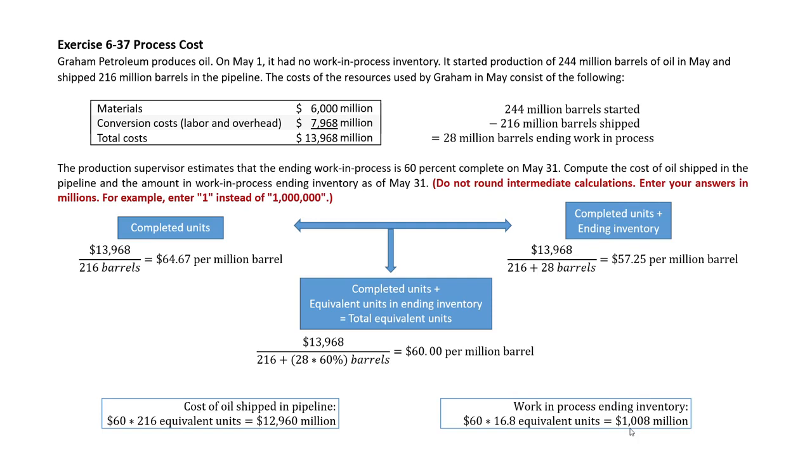Again, in chapter 8, we're going to add some additional complications of there's different approaches, there's weighted average, there's FIFO, but this at least gives you an introduction to some of the complications with process costing.